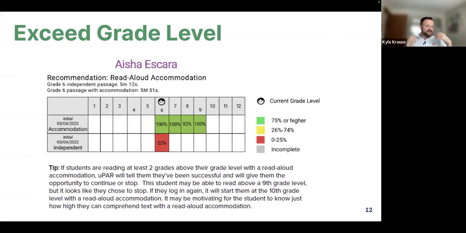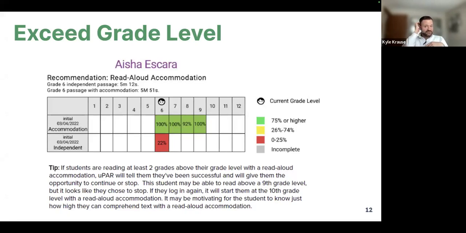So for students that exceeded grade level, and for all of these slides, I've also included some tips along the bottom. So as you come back to this resource, just check out that tip section there. That'll be a great resource for you as you're going through. If you're looking at reports or going back to look at reports, I give some tips about how to understand students that fall within these different recommendations.